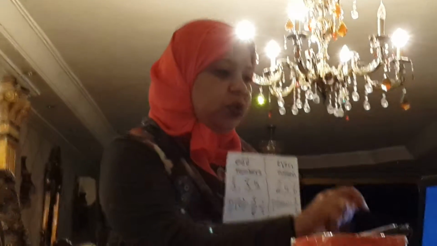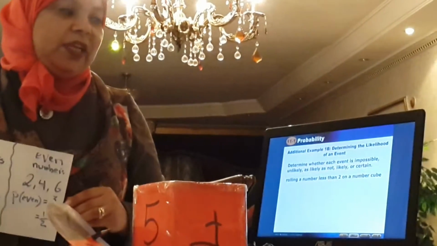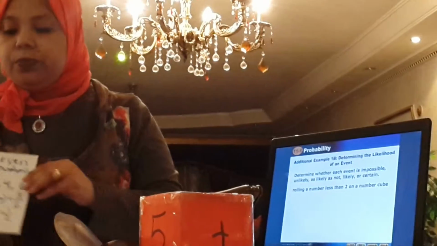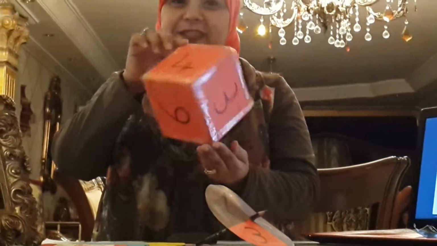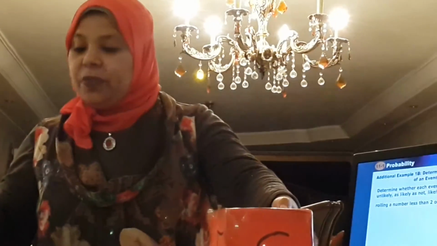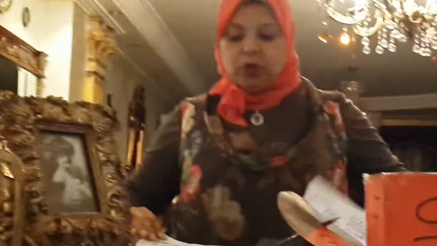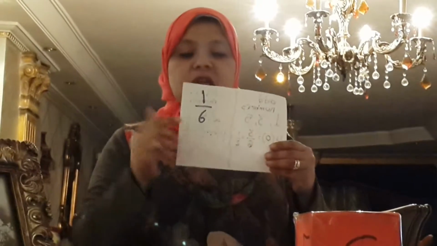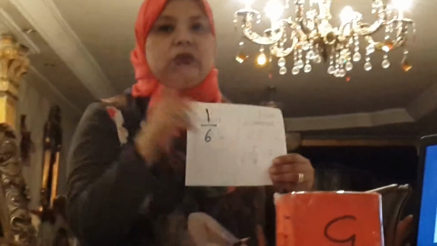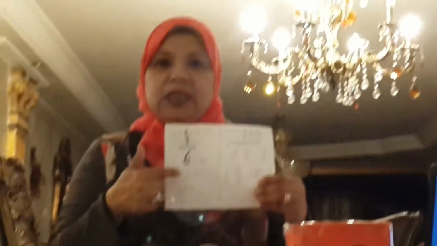Okay, let's see another question. Rolling a number less than 2 on a number cube. Let's think how many numbers are less than 2. Only 1 is less than 2. So what is the probability? The probability should be 1 out of the total. So it will be 1 out of 6. Here is the answer. The number of outcomes less than 2 in the number cube is 1. The total number is 6. So it will be 1 out of 6.